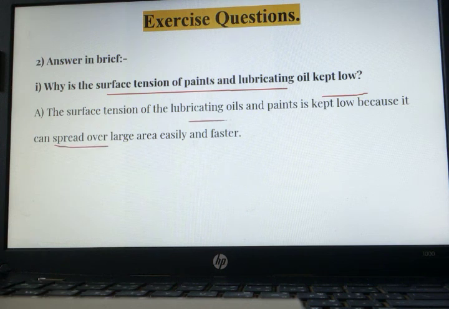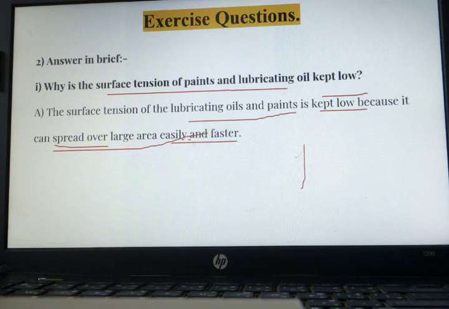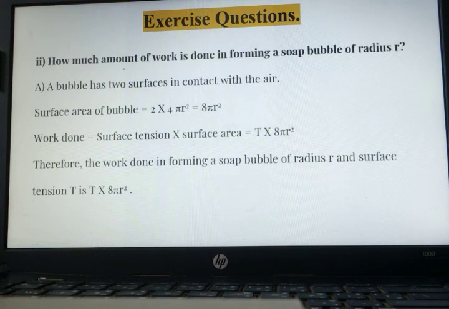The surface tension of the lubricant and paint is kept low because it can spread out over a larger area easily. It can spread out over a larger area very easily and faster. If surface tension is high, then it will not spread out. As the surface tension is low, it can easily spread out.